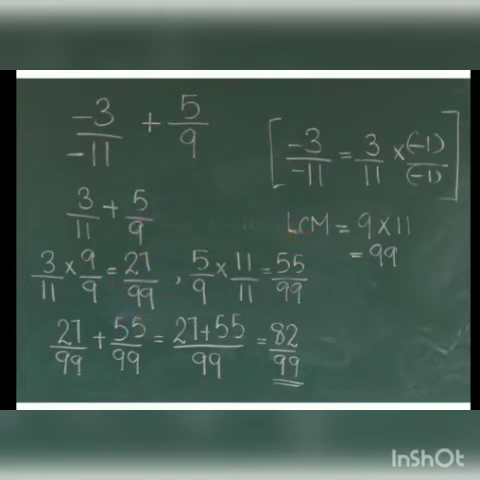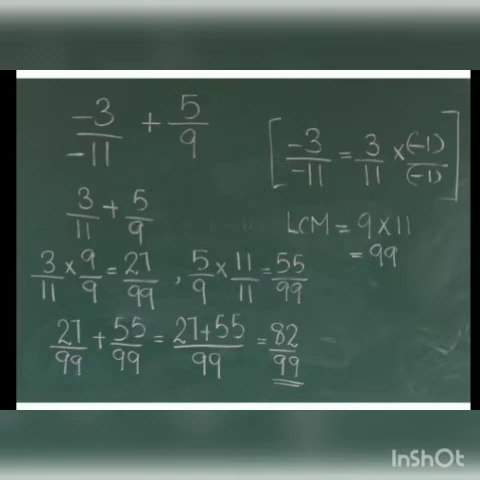So you have the same denominator. Now you can add, isn't it? Now both the denominators are the same. So, 27 plus 55. Here both are positive integers, 27 is positive and 55 is positive. So you can add. What are you getting? 82 by 99.